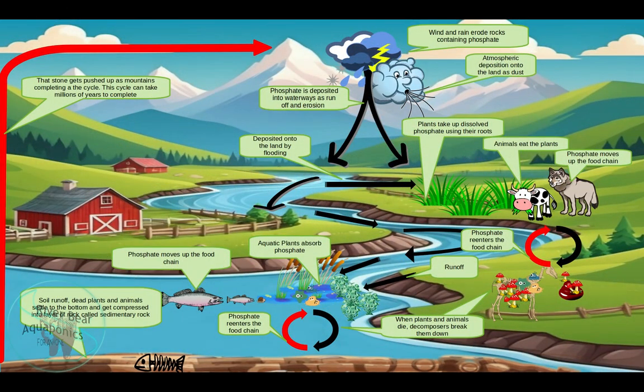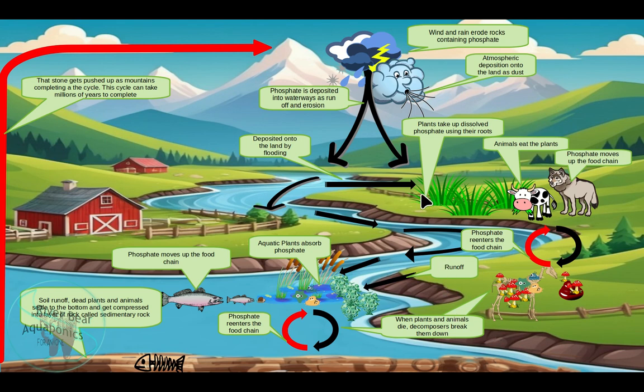Let's go over the natural phosphorus cycle. Wind and rain erode rocks containing phosphate. Some of that is blown onto the land as dust. The rest of it runs off into our waterways. Some of that will get deposited onto the land during floods. This might be one of the reasons why Egyptians used to farm so close to the waterways and rely on flooding, because the phosphorus was needed in the land.